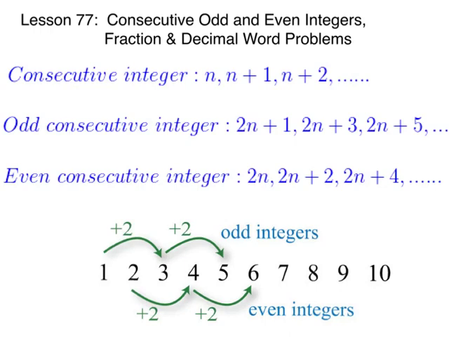The same thing is true if I'm looking for even integers. I'm going from 2, 4, 6, 8, 10, and each one of those also increases by 2, not 1. So you can see here that what we learned in lesson 76 about consecutive integers and how to set them up is not true for odd and even consecutive integers. And this illustrates how both times it's skip counting. So let's work some problems.